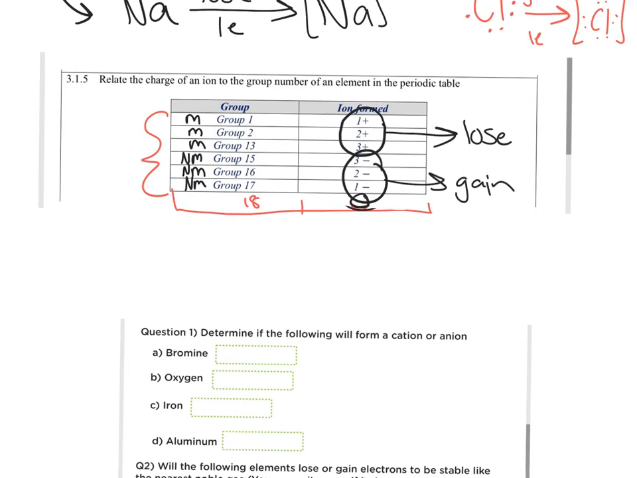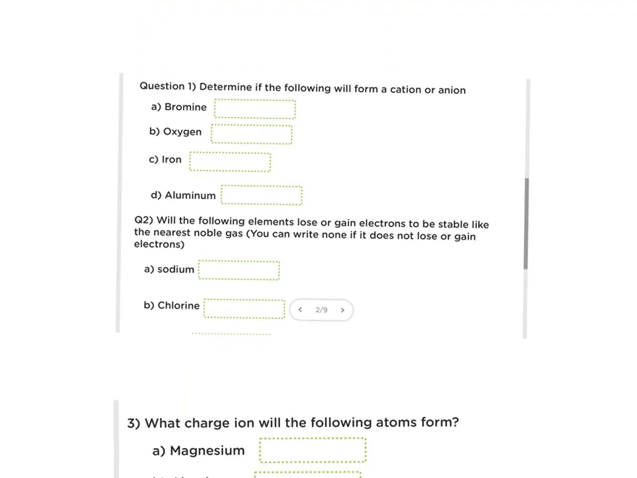Now you can go to your class kit and you can solve here in the bottom of the page. The first question is asking you, determine if the following will form cation or anion. Okay, remember, if it's a metal, it will form cation. And if it's a non-metal, it will form anion. So bromine, is it metal or non-metal? It's non-metal. So here you will answer anion.